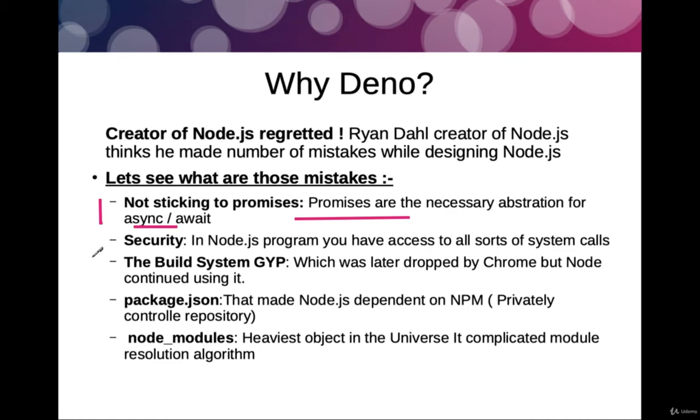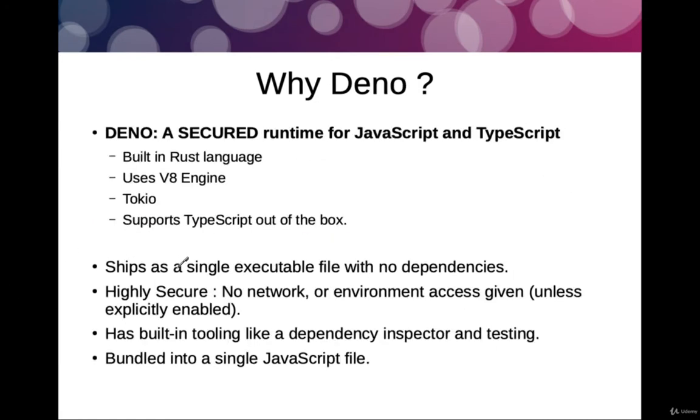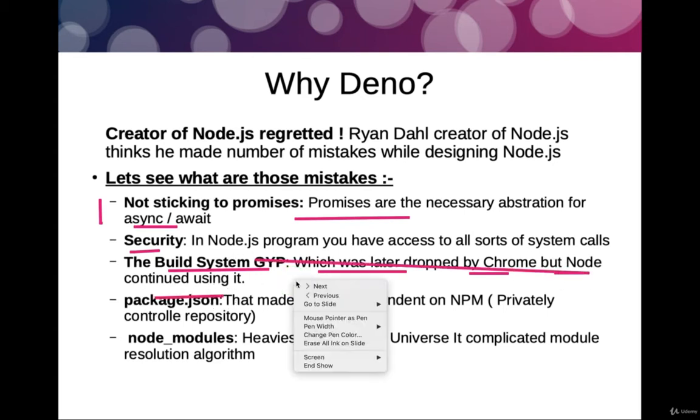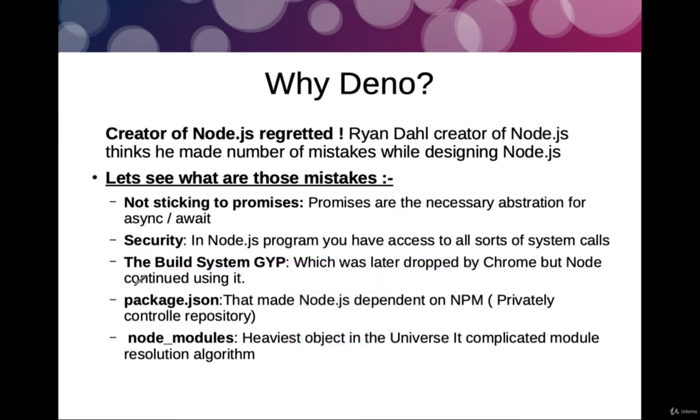Talking about the build system, Node.js is actually built using GYP, which was later adopted by Chrome, but Node continued using it. Right now, this is something that happened because they could not discontinue it, because it was by default there in their design, and when you make design mistakes or architectural mistakes, it is very difficult to solve, right? Fourth was using the package.json.